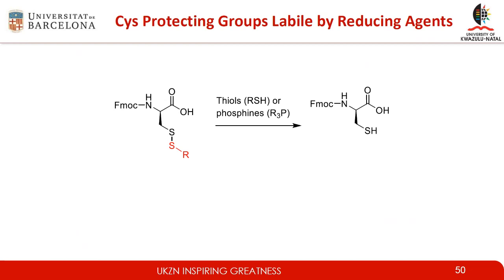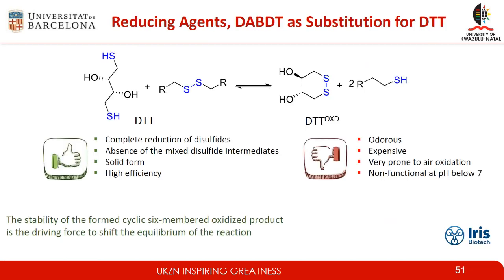Marcus mentioned this is very important. Also, these protecting groups can be removed by reducing agents, thiols or phosphines. The most popular reducing agent is DDT. DDT is oxidized to this 6-member ring.